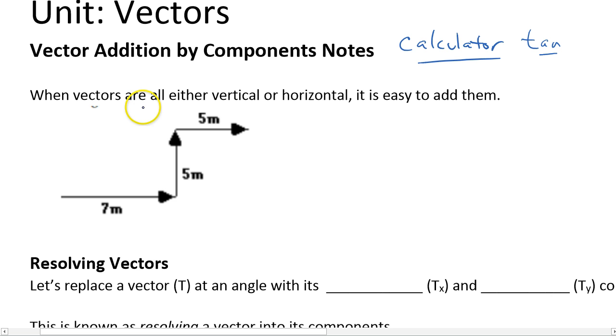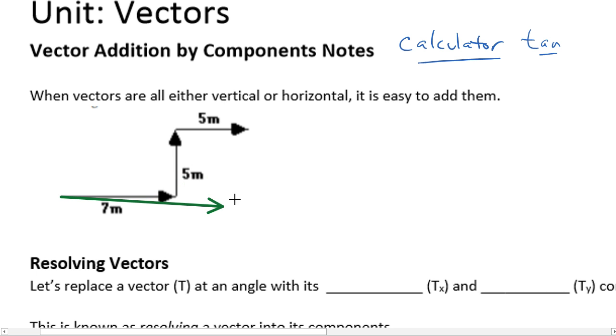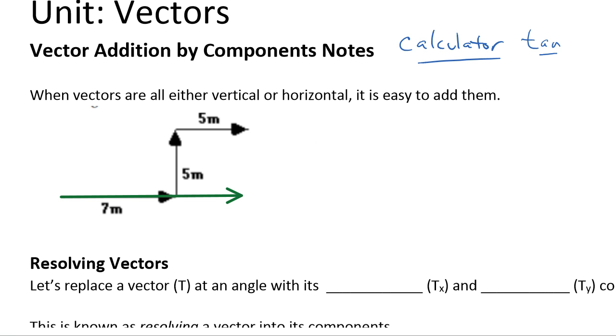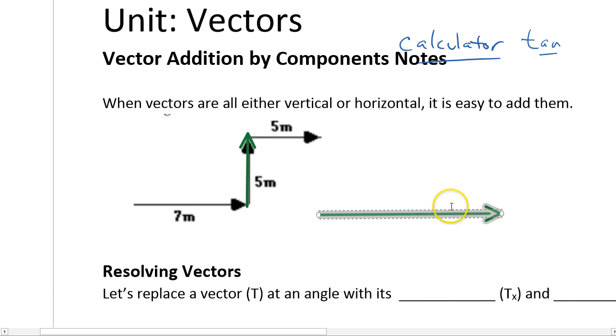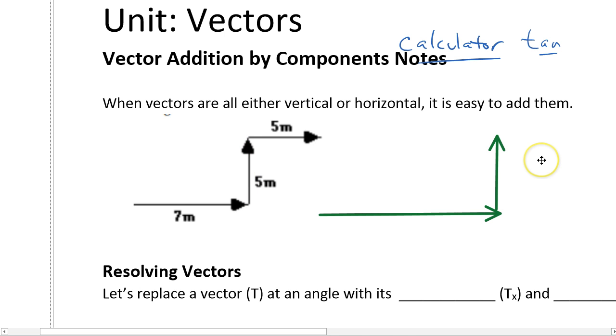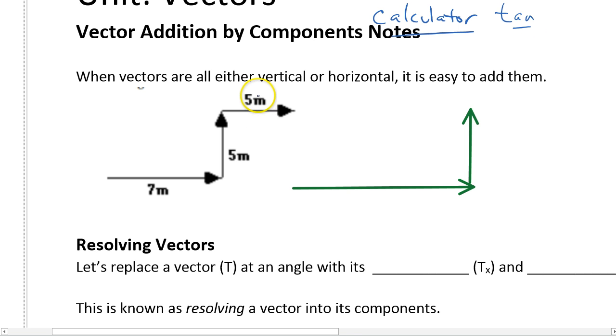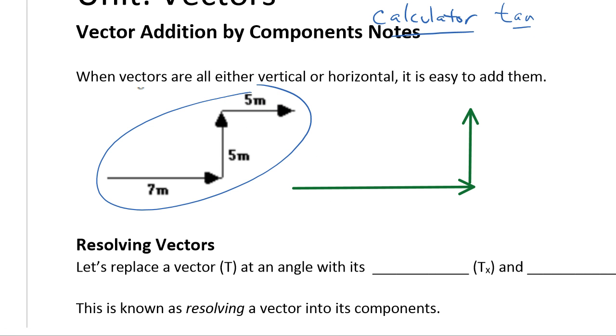It says, when vectors are all either vertical or horizontal, it is easy to add them. So let's consider this one here. And in fact, this would be very much like, if I was adding these together, the 7 and the 5, to make one that looks like this, and then if I add another arrow that looks like this. Okay, so that diagram would be very similar to having just a diagram that looks sort of like that. So you could say, I want to replace this diagram with that diagram. If that makes sense to you.